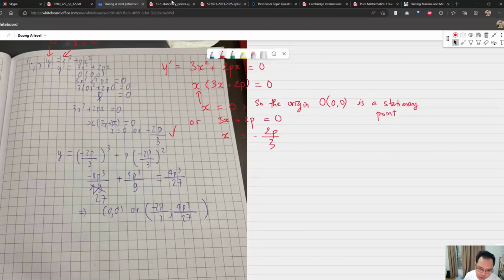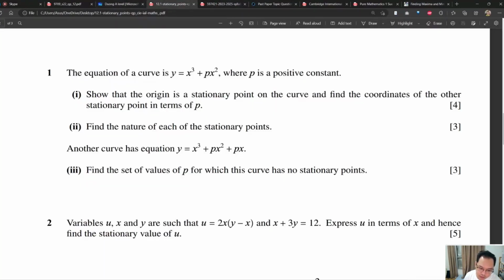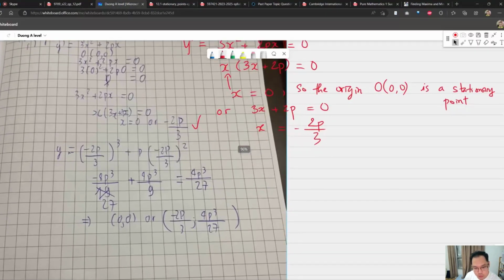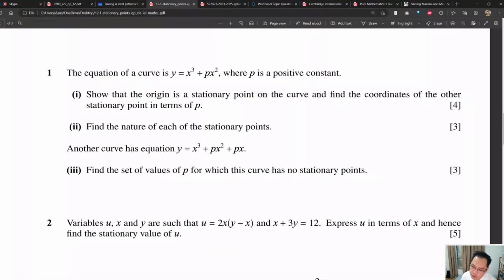Okay. The next question: find the nature of each stationary point. y equals minus 2p over 3 cubed plus p times this one squared, and you're trying to simplify that. Yes. Minus 8p cubed over 27 plus 4p cubed over 9. Yeah, correct. So well done. So we completed question 1.